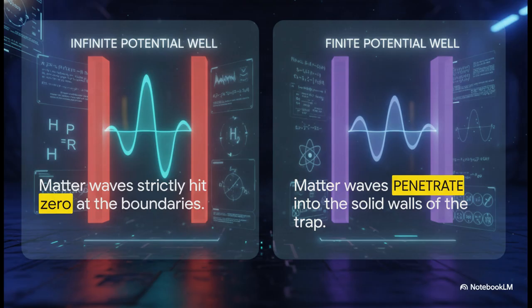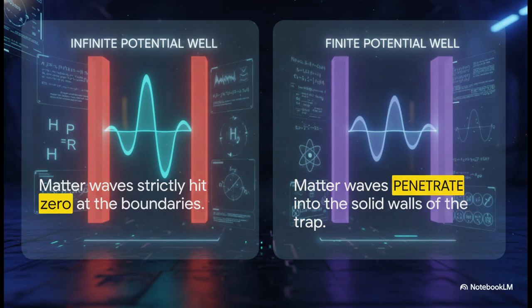But in a finite well, like a real-world trap, the matter wave actually penetrates into the solid walls. Classical Newtonian physics says an electron absolutely cannot exist inside this barrier. And yet, our readings show the matter wave leaking into a space it mathematically shouldn't be able to enter.